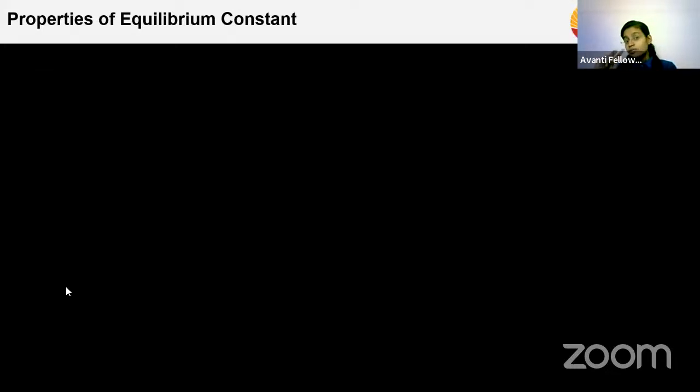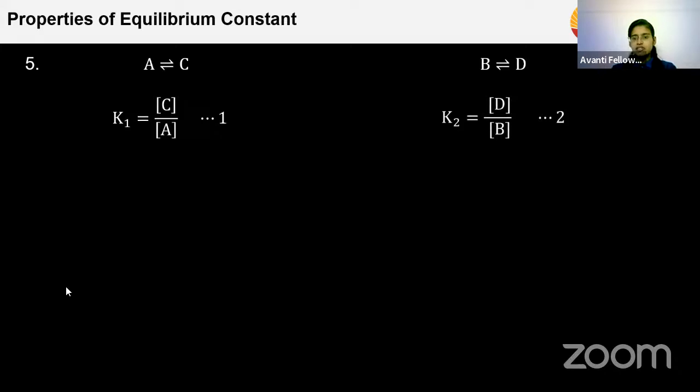So here I am going to break down my equation into two. First, let me take A giving C and the next one is B giving D. Okay. So what will be the equilibrium constant for the first reaction? K1 will be equal to, the product is C and the reactant is A. So the equilibrium constant is equal to the concentration of C divided by the concentration of A. This is taken as equation 1. What about the second reaction? K2 is equal to the concentration of D divided by the concentration of B. And this is equation number 2.